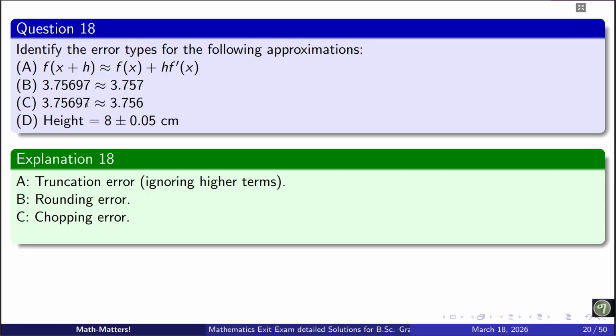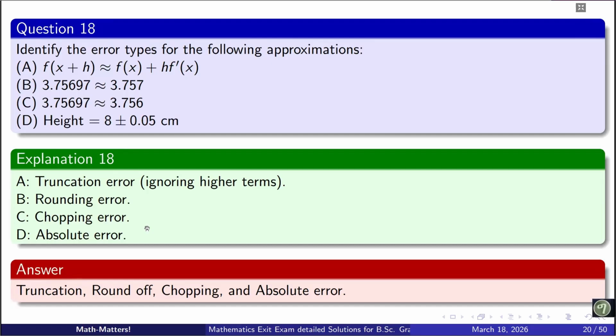And the last one, height is equal to 8 plus or minus 0.055 centimeter. Therefore, the error which is created here is an absolute error. That is an error which is bounded in between the smallest and the highest one. So truncation, rounding off, chopping, and absolute error could be the error types of these.